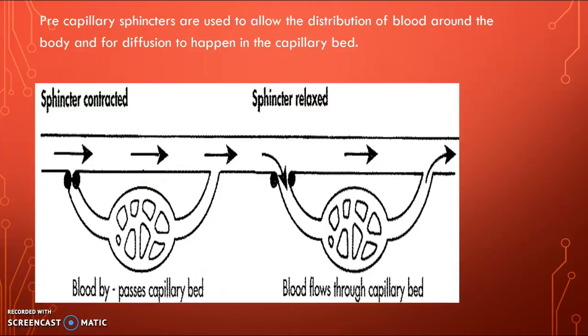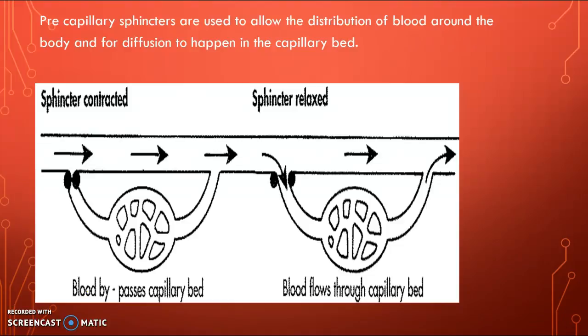Precapillary sphincters are used to allow distribution of blood around the body and for diffusion to happen in the capillary bed. If the sphincter is contracted, the blood will not be able to pass through the capillary bed, but if it's relaxed, the blood will flow through it and diffusion of oxygenated and deoxygenated blood will happen. The constriction of precapillary sphincters decreases the blood flow. The control of this is local through autoregulation. Autoregulation happens in the capillaries and is used to divert blood where it is most needed.